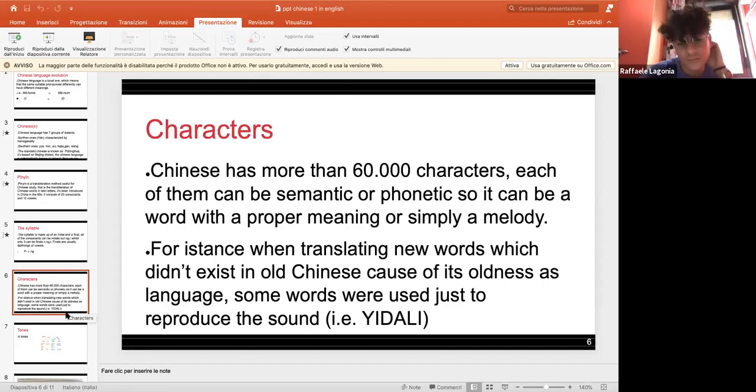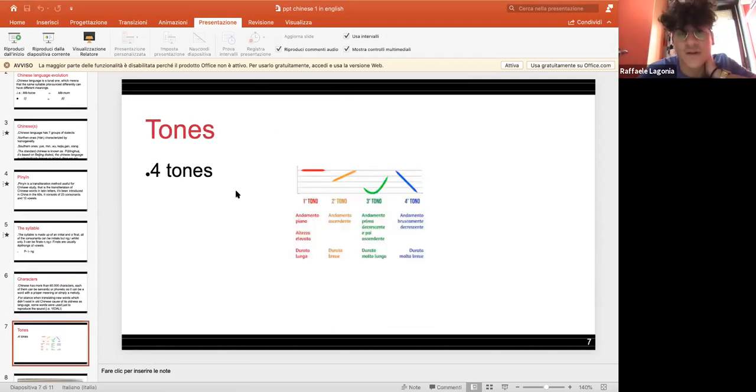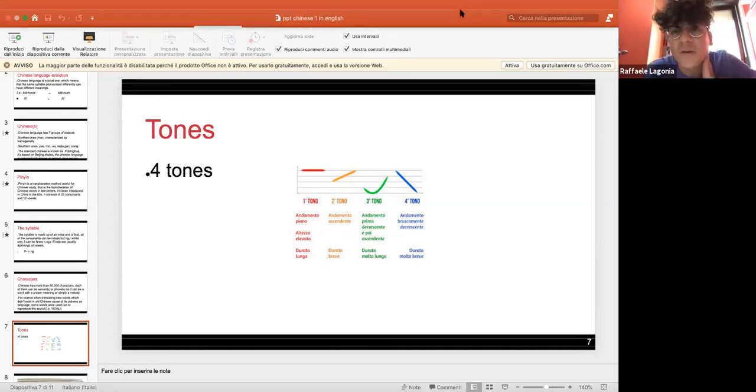So you know that Chinese, as I said in the first slide, is a tonal language. So we have tones. We have four tones. Here the picture is in Italian, but I'm going to translate it for you. So we have the first tone, which has constant going. It goes constantly.